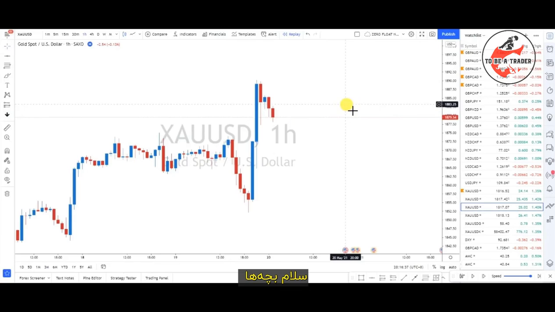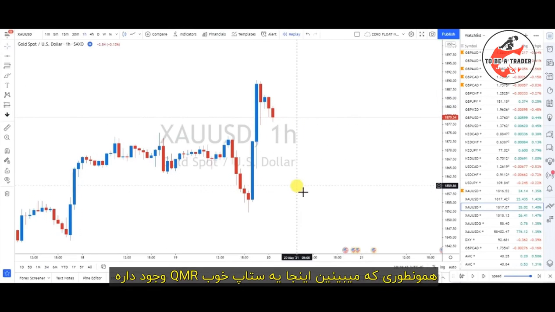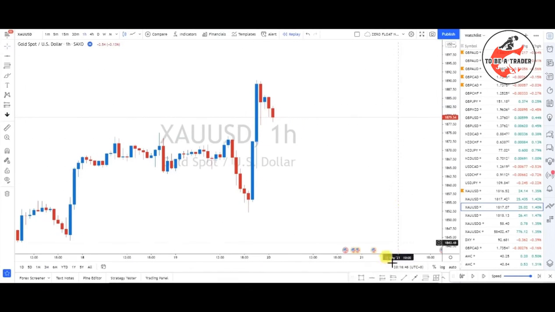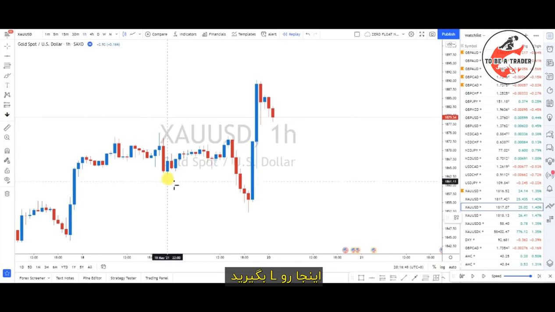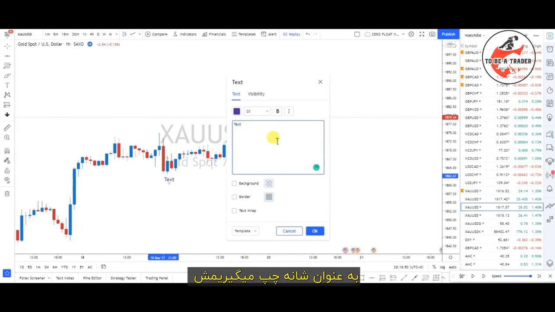Hi guys. So here's another example of the XAU USD for QMR setup. As we can see here, there is a potential of QMR setup. So let's mark the structure first. Mark this as a low. I will take this as a left shoulder.